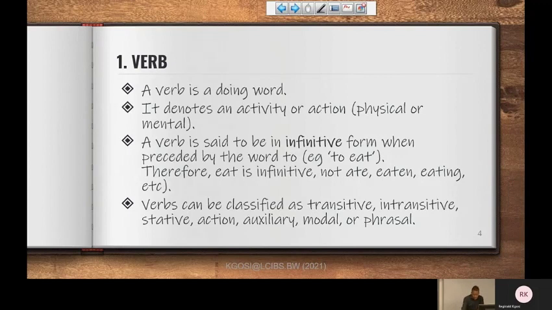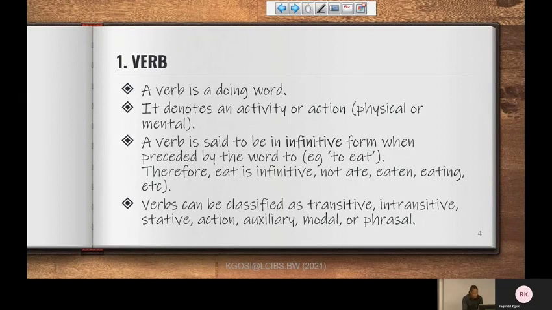Like I'm saying, for example, thinking. That's something that you're actually doing. You actually do think. It's an action. So it's represented using a verb. So we see here that verbs can be said to be in infinitive form. We need to know what infinitive form is.